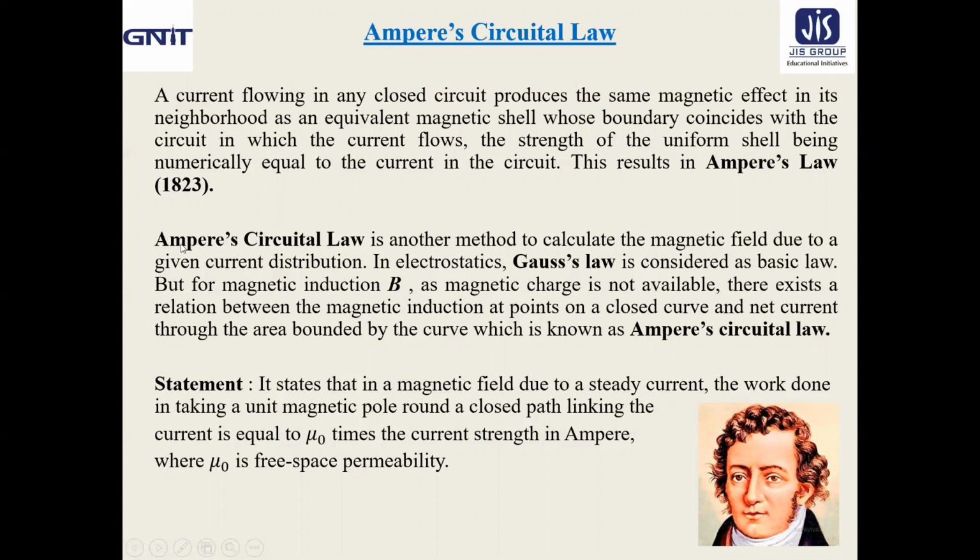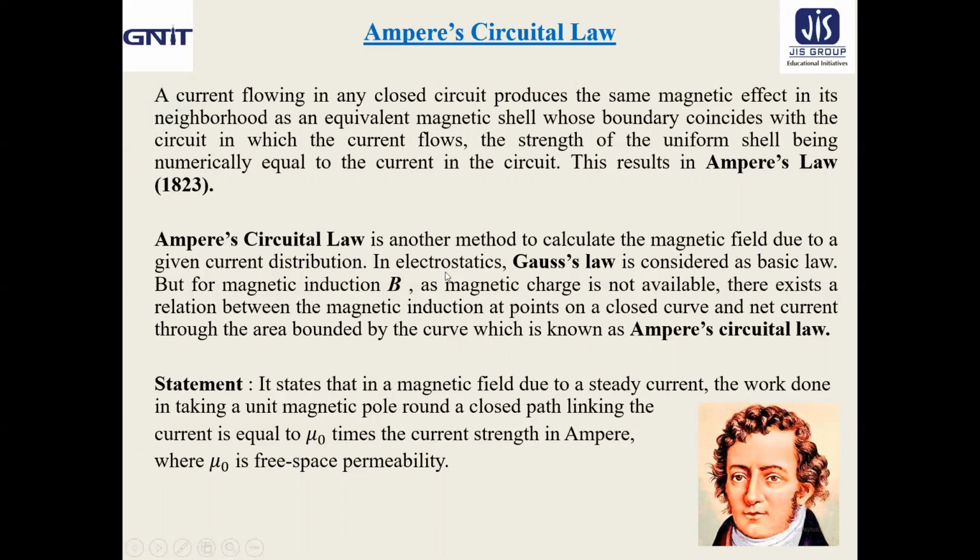Now, is what is called Ampere's circuital law related to this Ampere's law, which we found from the equivalence between a current circuit and a magnetic shell? Let us now explore it. So Ampere's circuital law, as I already mentioned, is another method, like the Biot-Savart law, to calculate the magnetic field due to a given current distribution.